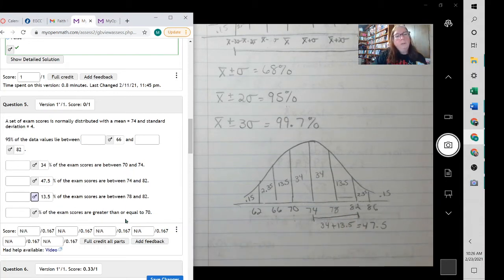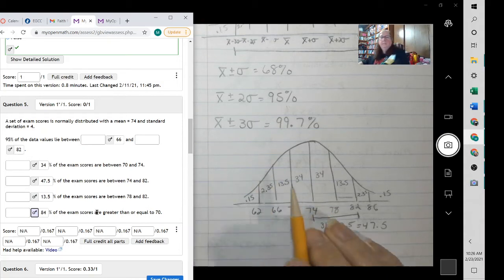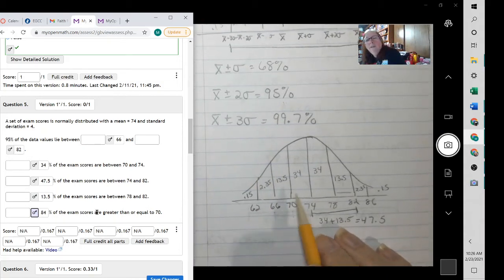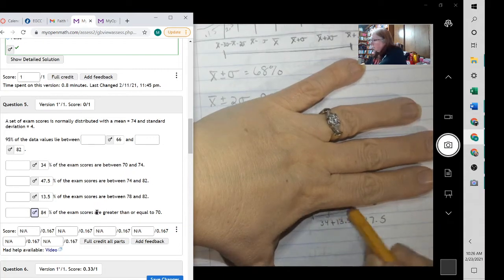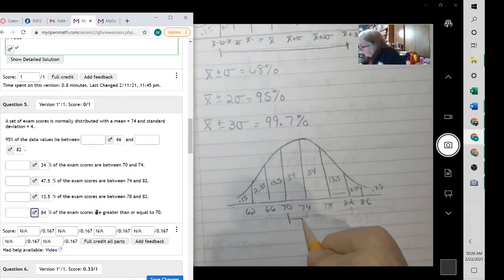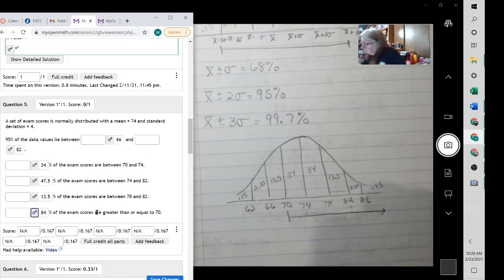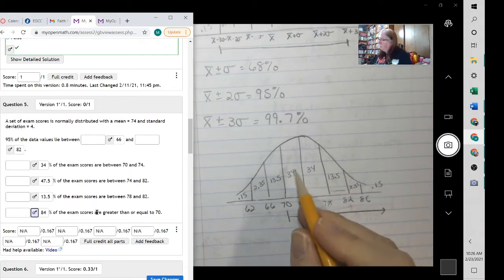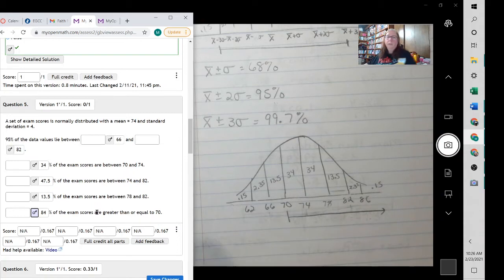And scores greater than or equal to 70. 70 is here, so greater than or equal to would be from here over. And so we'd add all of these up. And when you add them all up, you get 84.